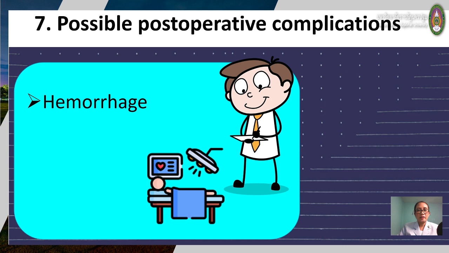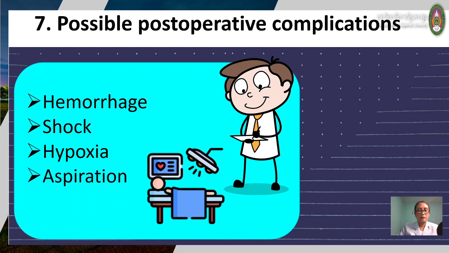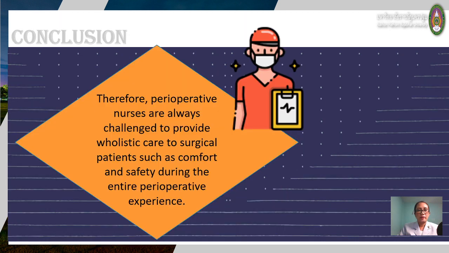So complications include hemorrhage, so we have to consider this. Okay, some patients may have unexpected hemorrhage during or after the operation, shock, hypoxia or low oxygen, aspiration. So as a nurse, we are challenged to provide holistic care to our patients. So holistic means physical, spiritual, emotional, social, such as comfort and safety during the entire perioperative experience of the patient. It's very, very important.